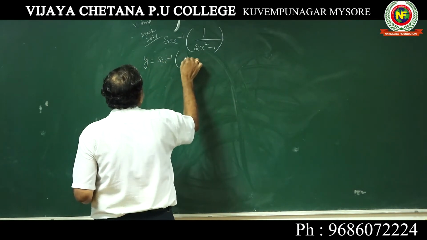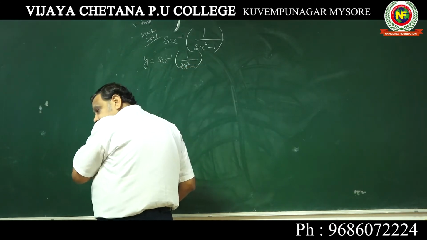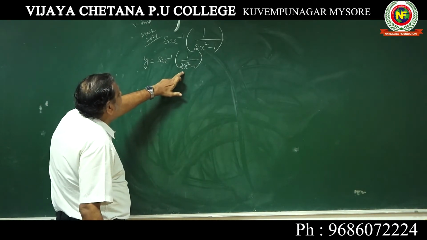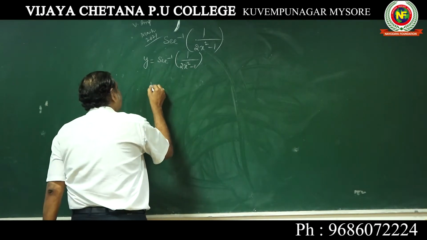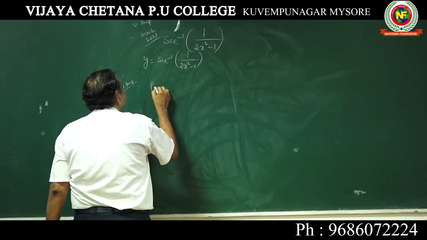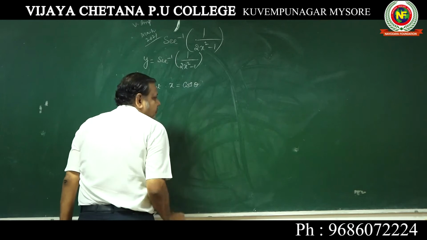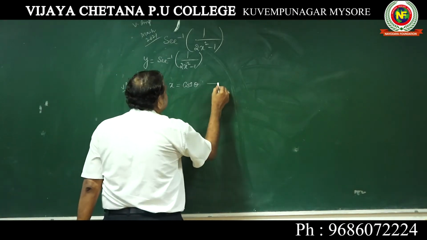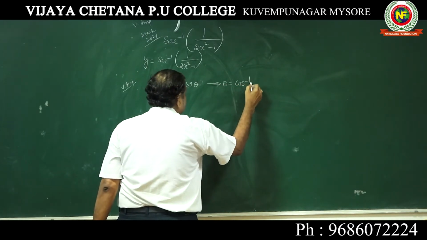secant inverse of 1 over 2x square minus 1. Here I told you, you have to put x equal to cos theta, because 2 cos square theta minus 1 is cos 2 theta. So this is a very important step, you should not forget. Put x equal to cos theta, and this implies theta is equal to cos inverse x.